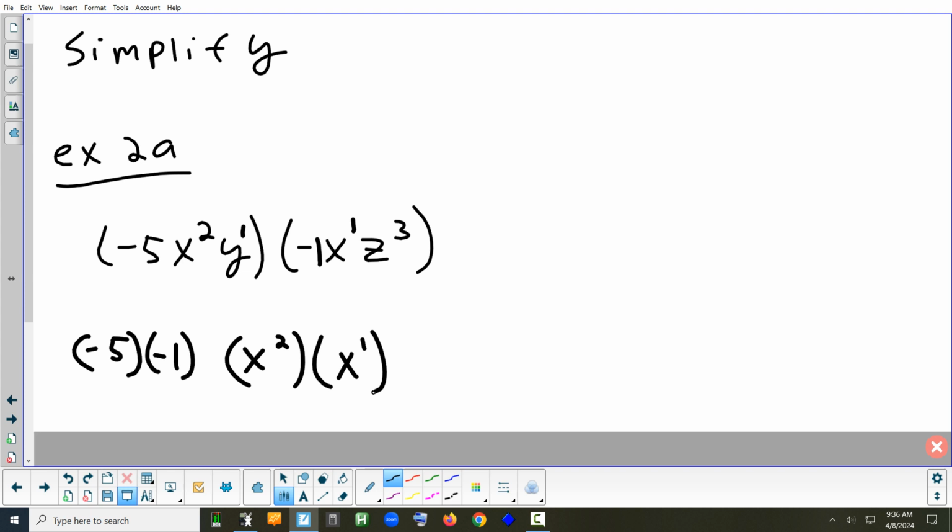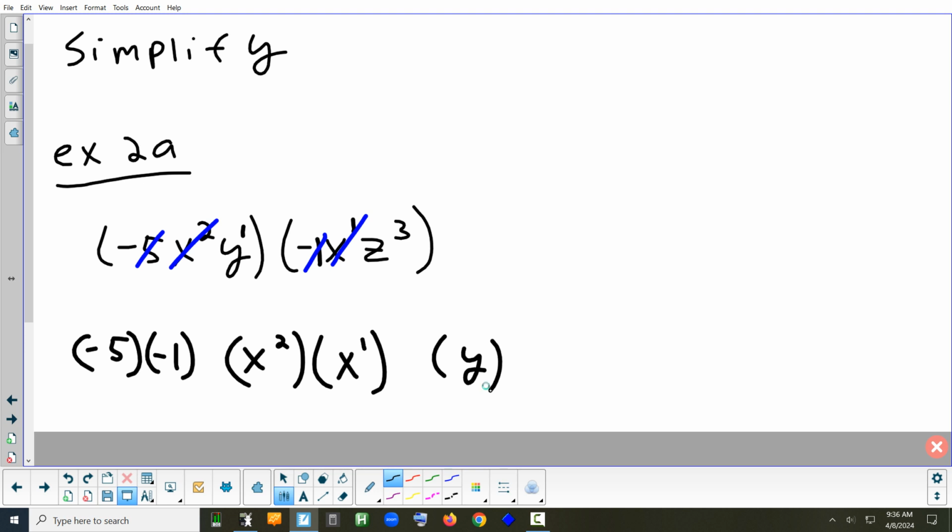Okay, so I'm just going to cross out what we've taken care of. Took care of the negative 5 and the negative 1. We took care of the x squared and the x. What's the next thing in the first set of parentheses? Y. Is there something I can multiply in the next set of parentheses to combine it with the y? The z to the third. No.